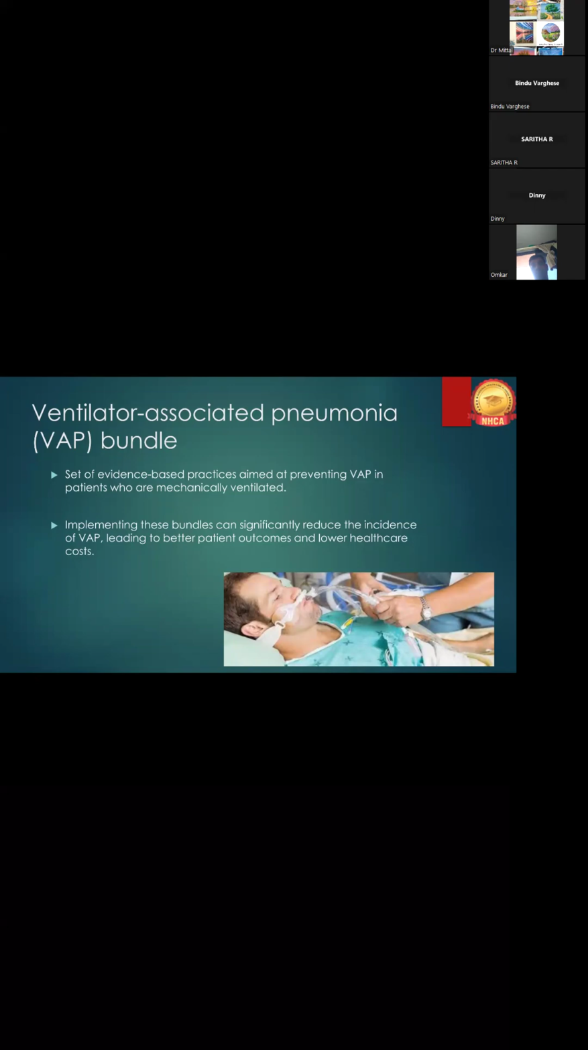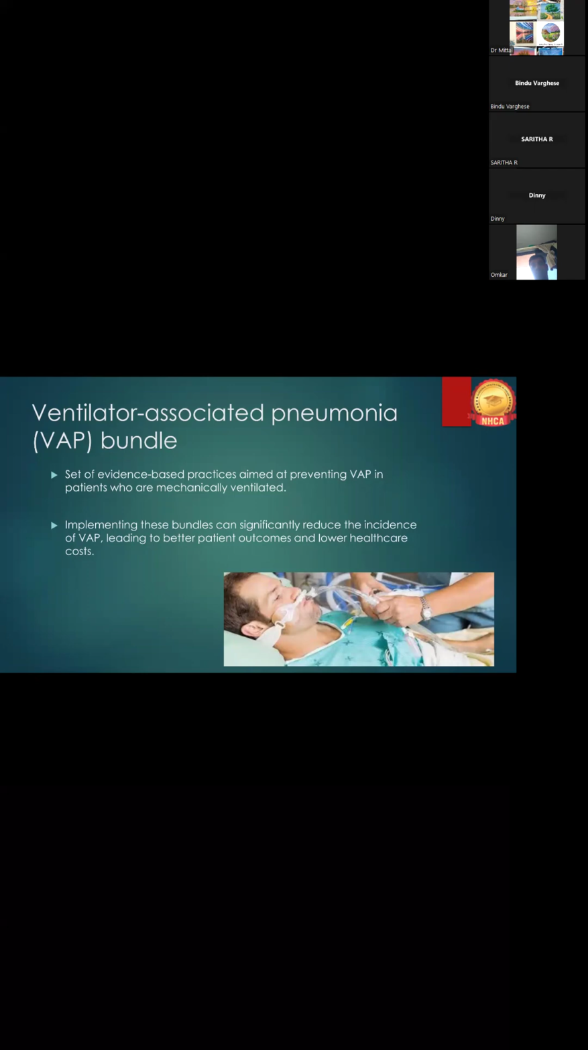Now, let's look at VAP. What is a VAP bundle? Every infection has an associated bundle, so it's called VAP bundle, CAUTI bundle, SSI bundle, and CLABSI bundle. Like that, there are many other bundles. HAPU bundle is for pressure ulcer. Any other bundles that you all know of, other than VAP bundle, CAUTI bundle, SSI bundle, and CLABSI bundle? Any other bundles that you know of?